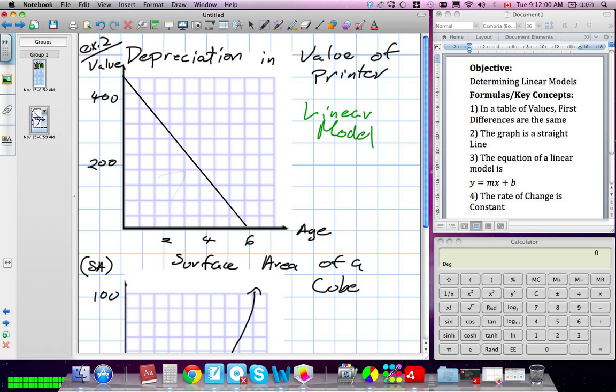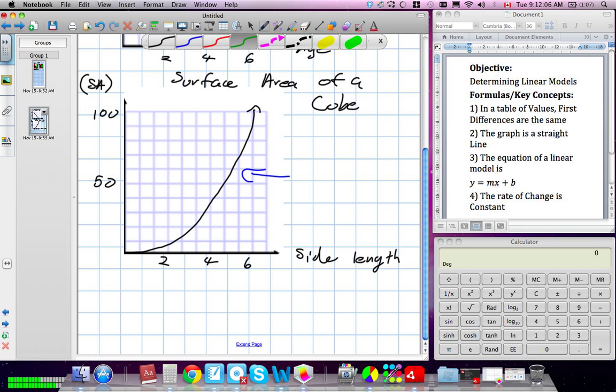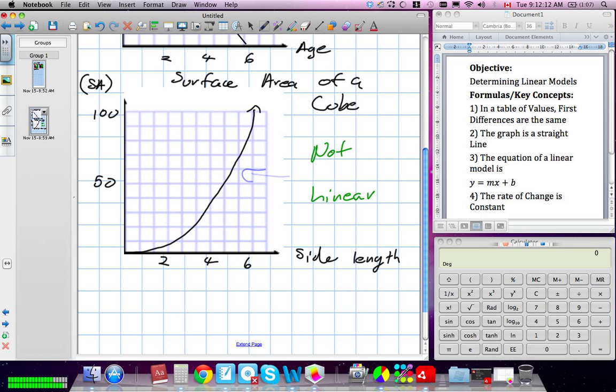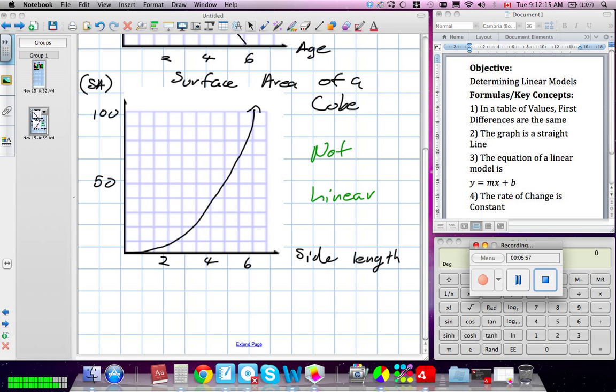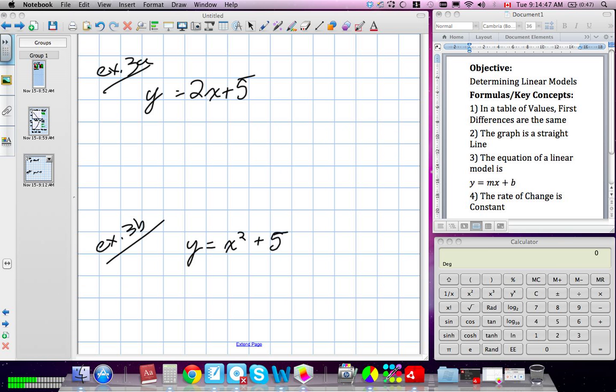Next one. Is this a linear model? No. Not linear. Perfect. Just got to be able to see the two. Our second one was not a straight line. Our first one was.